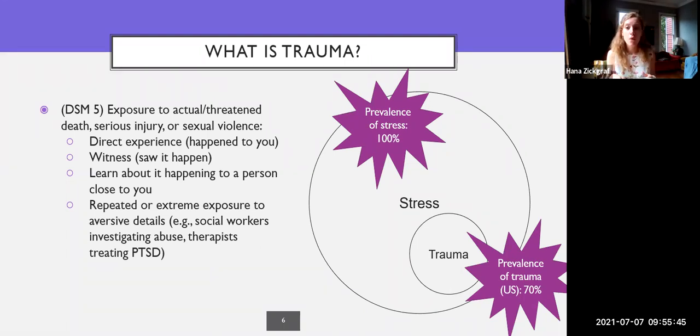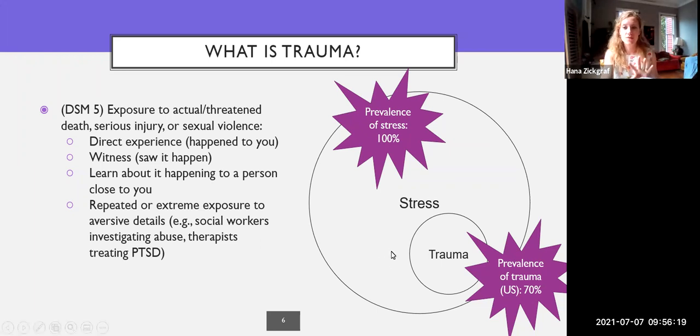really close to you, or repeatedly hearing or seeing details of this kind of stress happening to someone who's not close to you, often through occupational, often because of someone's job. So repeated or extreme exposure to, for example, images of child sexual abuse by child social workers investigating abuse or police investigating child sexual images, or constant repeated exposure to other people's traumas as a therapist who treats PTSD.